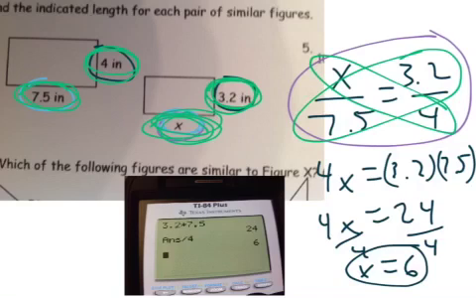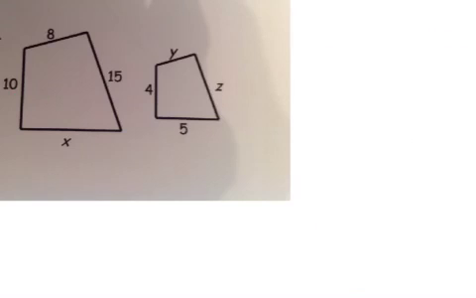All right, let's try a different problem. Take a look at this one. Now this one, notice, we have to find 3 different sides, right? Now remember, we got to keep the same order. And the only thing that's going to help us is if we make sure we have 2 sides that already match up that we know.